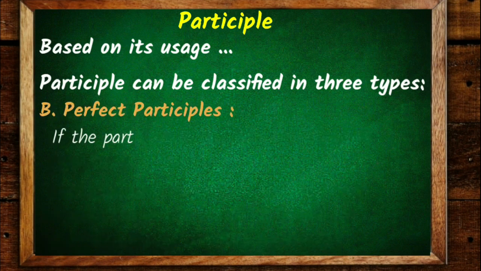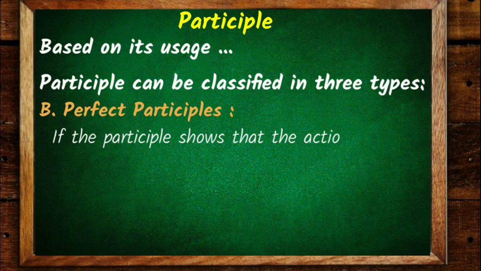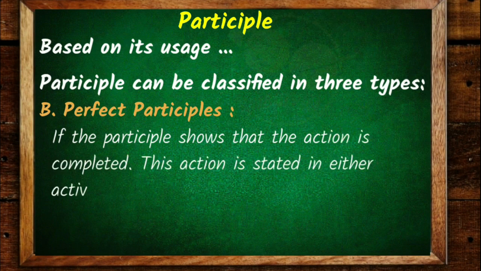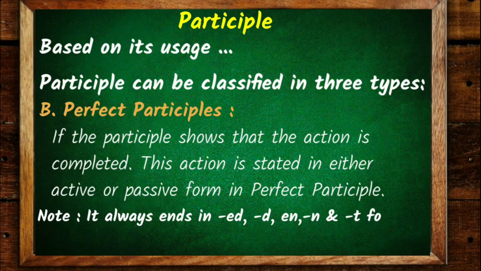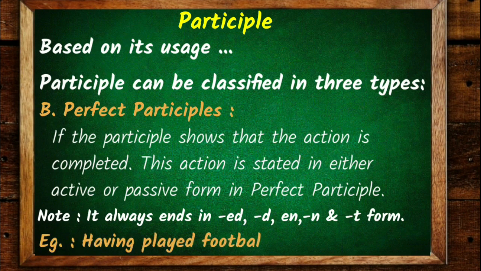Perfect participle: if the participle shows that the action is completed, this action is started either in active or passive form in the perfect participle. It always ends in the ed form. Having played football, Neil felt active.